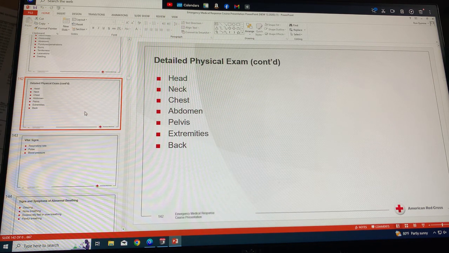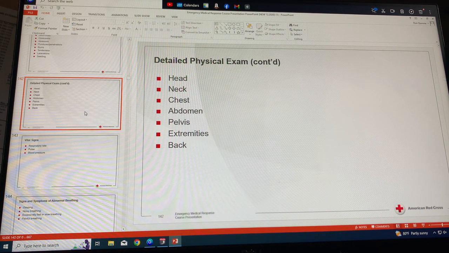Check the pupils. If they're unequal, this is an abnormal finding. Do they react to light by constricting and to darkness by dilating? This reaction is normal. If they remain constricted or dilated, this is an abnormal finding. Does the shape of the eyes look unusual? Look for bruising on the face, especially around the eyes.